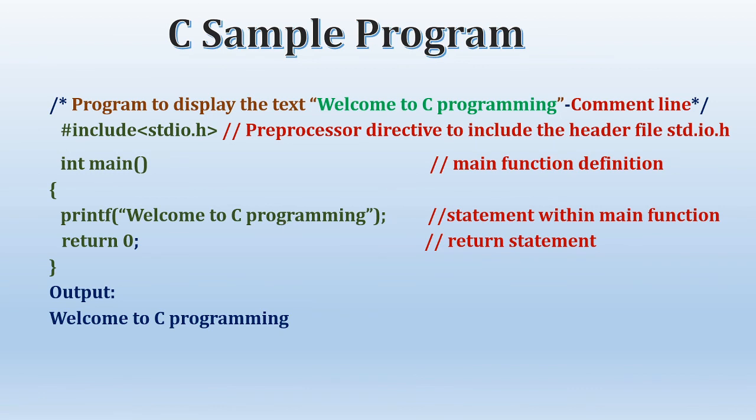After writing this, you have a return statement, return 0. Return is to return from main to your OS, and 0 specifies that you're returning without any error. Since you are returning an integer value, your return type is int, and in the output you will have the welcome to C programming statement.